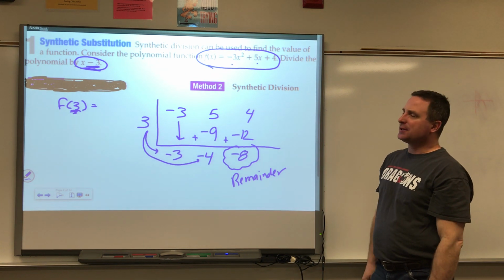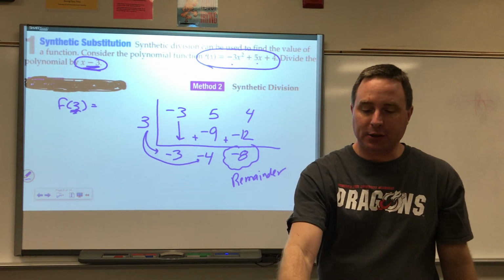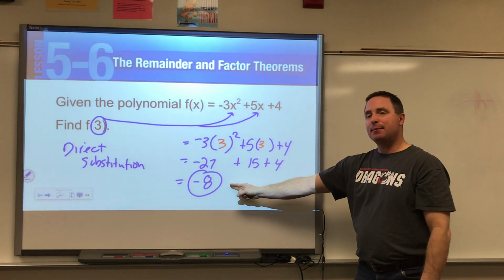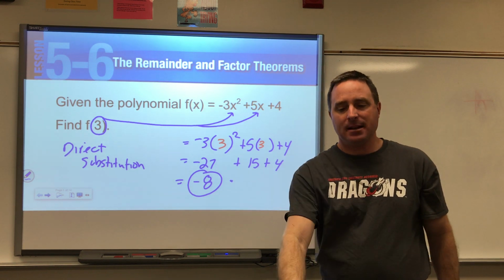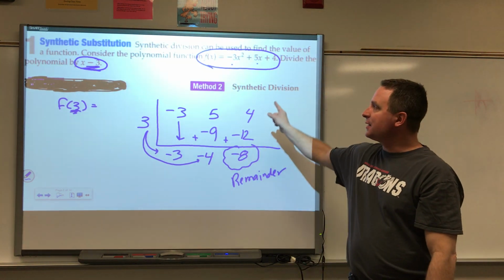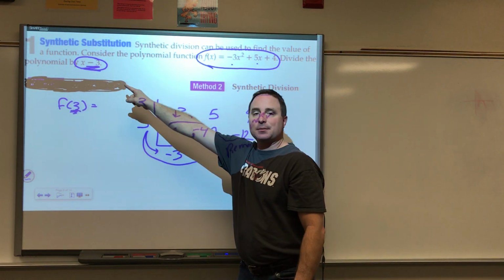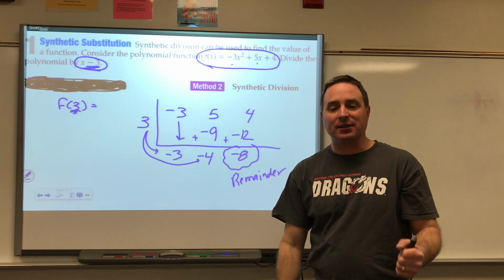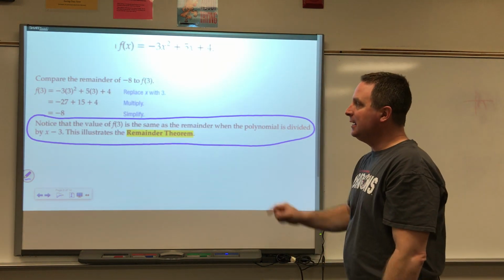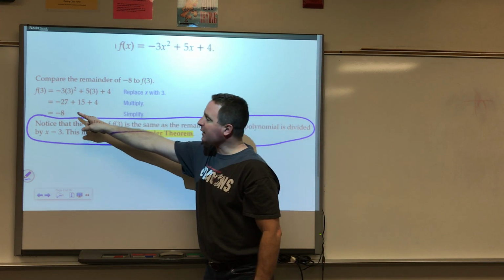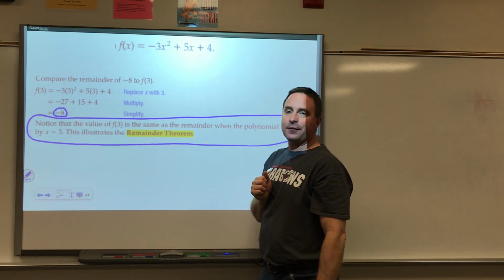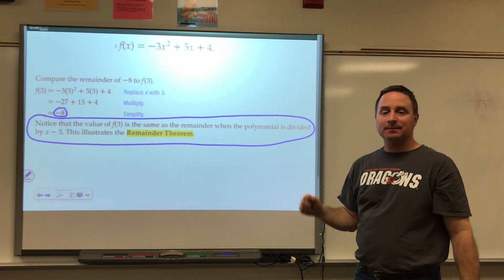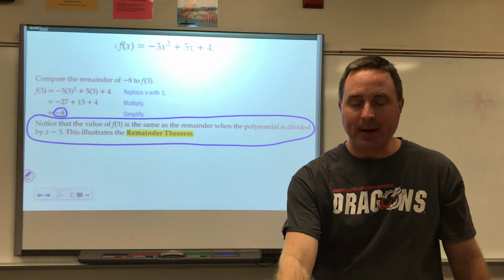Let's take a look at this for a second. What did we do a minute ago when we did direct substitution? When I took that 3 and plugged it into the parenthesis, I ended up with negative 8. Look what we ended up with when I did synthetic division, when I divided by x minus 3. We got the same remainder. Right there, that's demonstrating this thing called the remainder theorem. This just shows it again: there's the function, here's the direct substitution like we did on the first page, and they got negative 8. The value of the function is the same as the remainder, and that illustrates the remainder theorem.